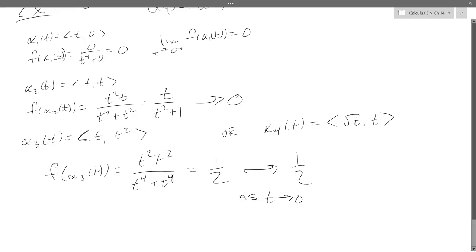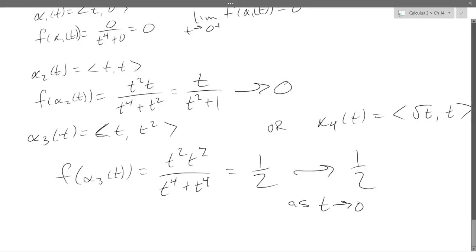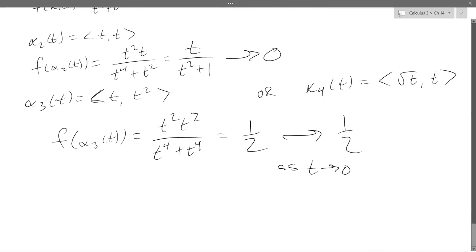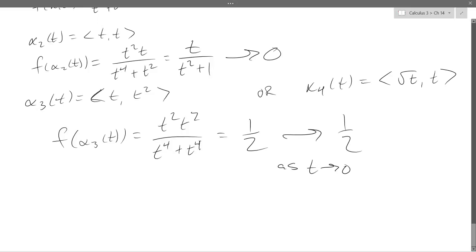All right, so either of these alphas should give you 1/2 right here. It doesn't matter which one you choose. They're actually the same path. You're just going different speed. They trace out the same path. Well, on the alpha 4, you better make sure your t is greater than or equal to 0, or you're going to have problems. All right, so we got 0 and 1/2.